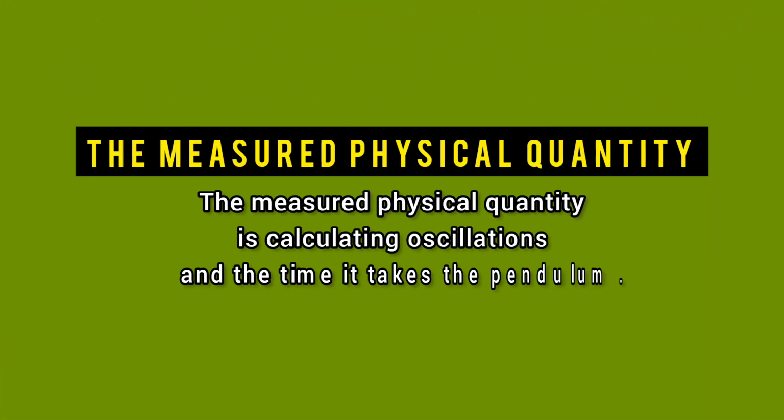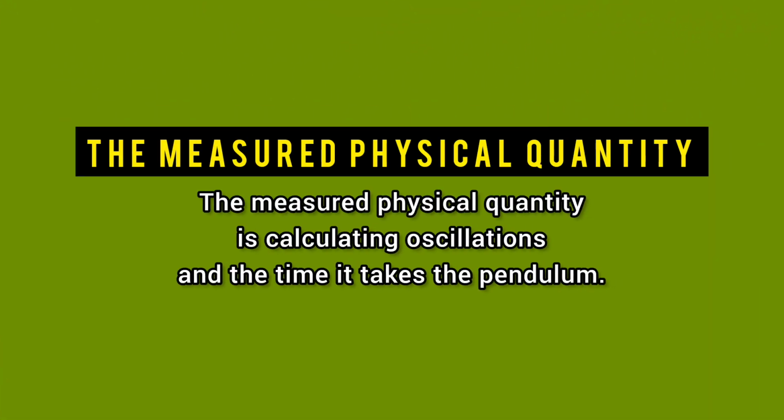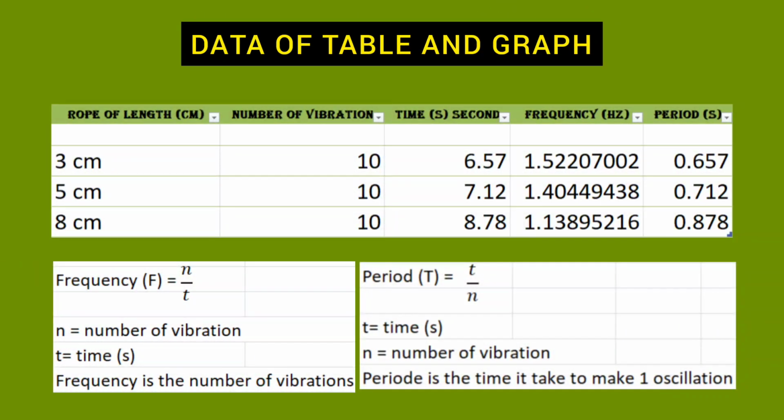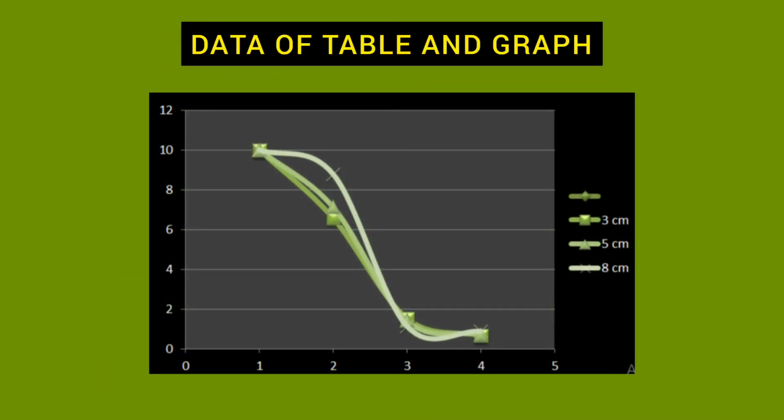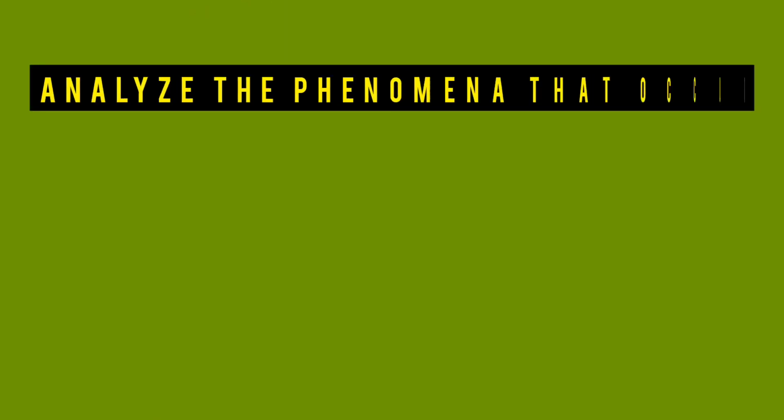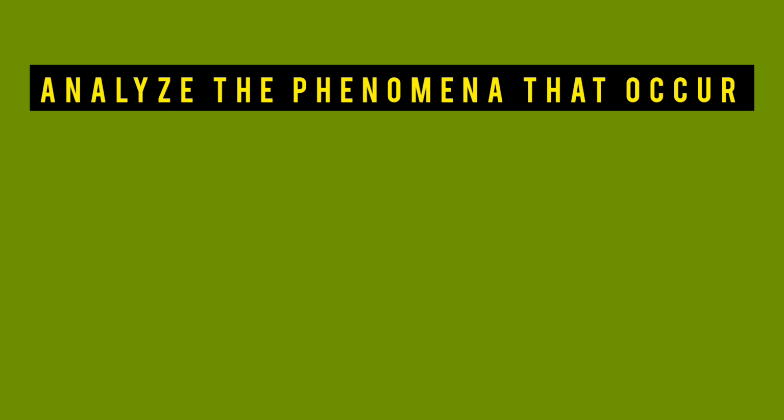The measured physical quantities are the number of oscillations and the time it takes the pendulum. Data of table and graph. Analyze the phenomena that occur.